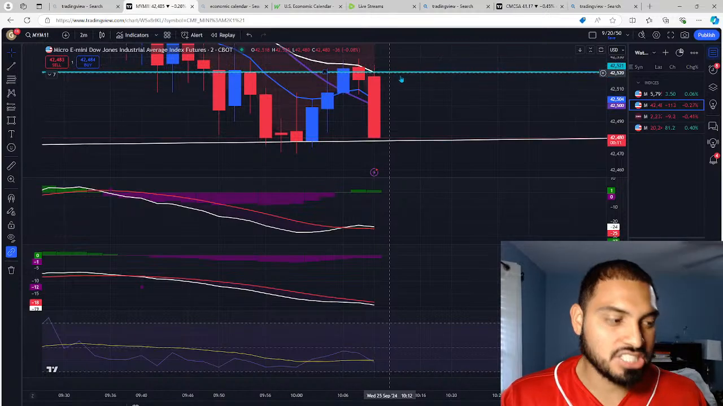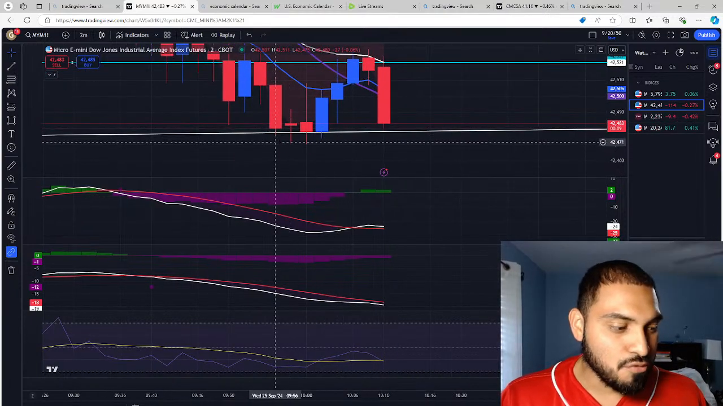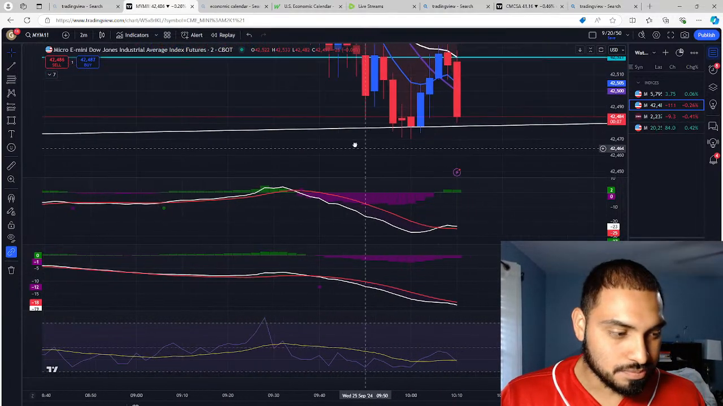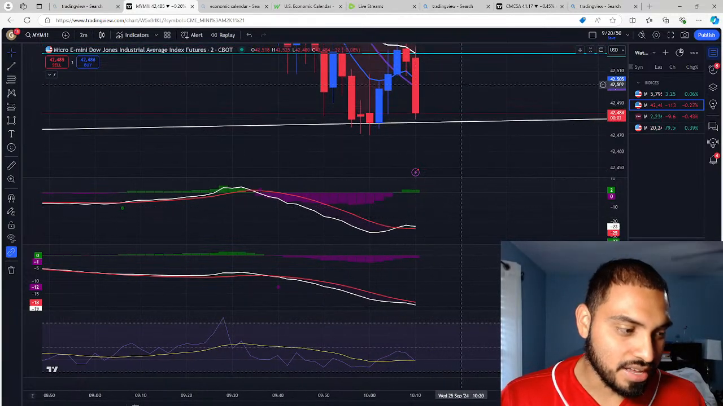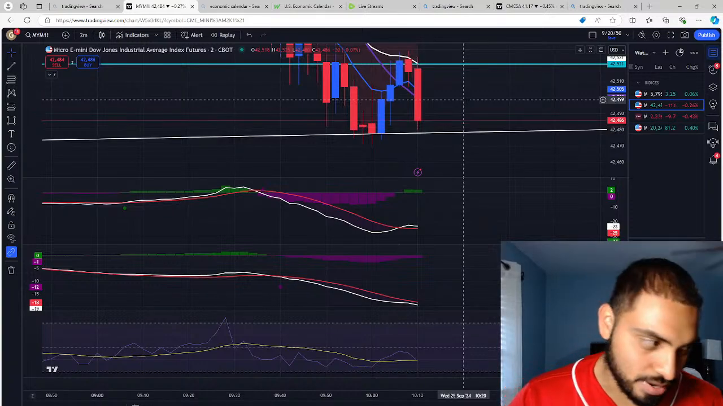We have a hard rejection off the 20 EMA. Let's see if we can break the daily low. But this has to turn back red.